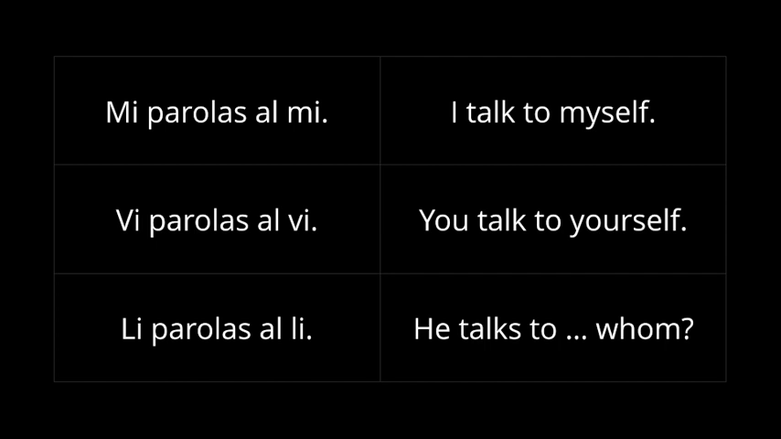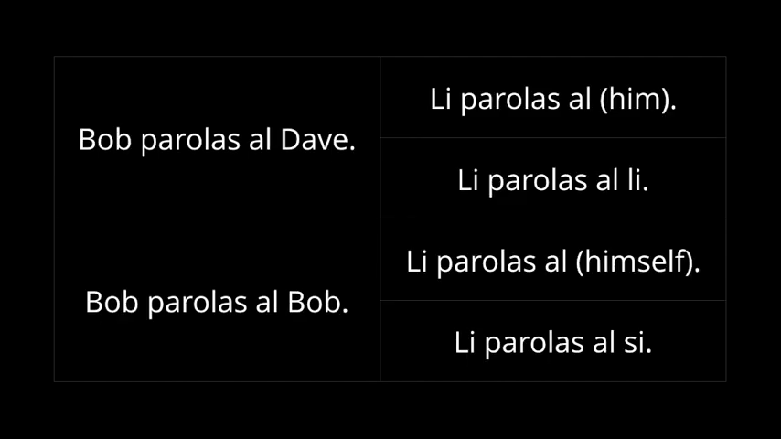See, "mi" definitely refers to the person doing the talking, and "vi" definitely refers to the person listening, but there could be multiple different "li"s. Let's uncompress those pronouns into proper names and see what I mean. Bob could be speaking to another guy named Dave, in which case "li" would still be the correct pronoun to describe who he's talking to, but he could also be talking to himself, and normally you think, well, Bob's a "li." In fact, that's what I said for the sentence. "Li parolas al li."